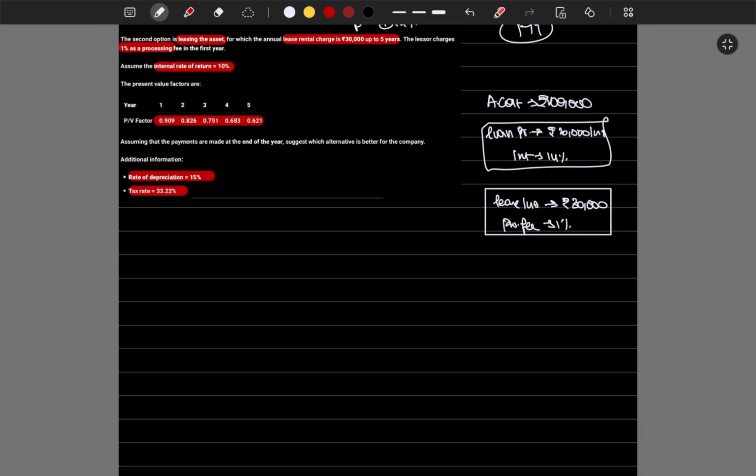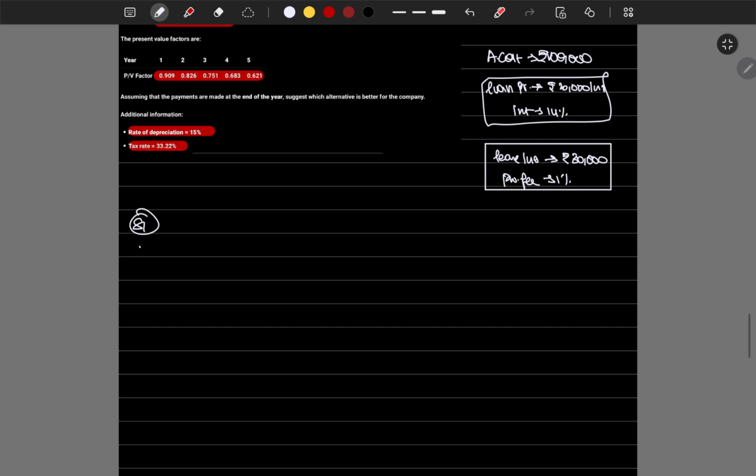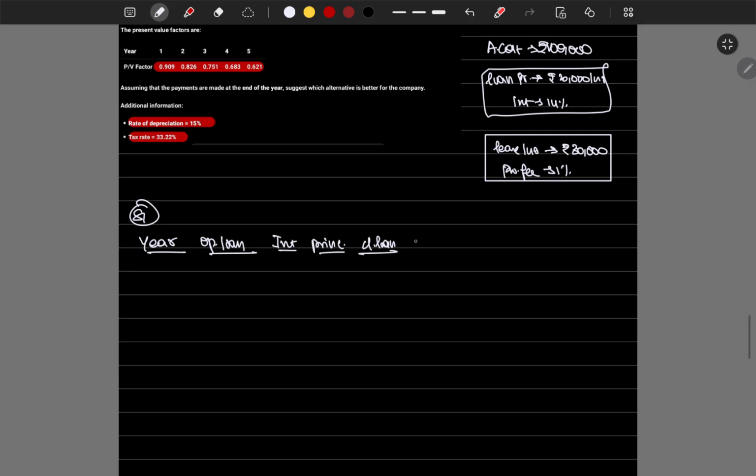The thing is, we have to prepare a table. Step 1: year, opening loan amount, interest, principal, then comes closing loan. Okay, and then we have to add the depreciation, and then net outflow.